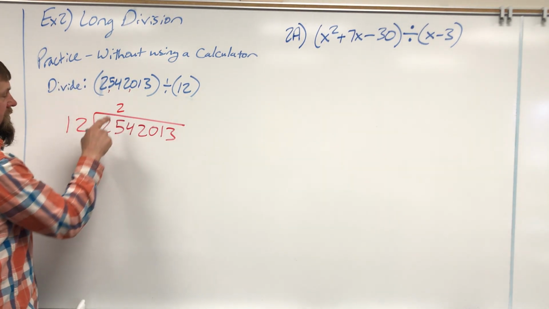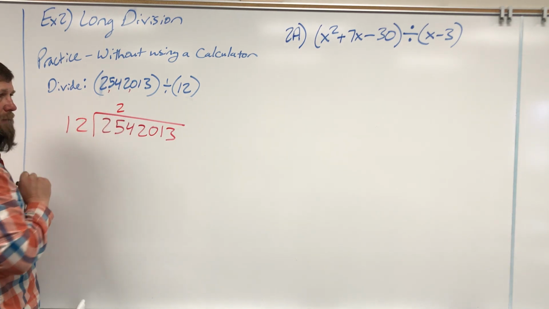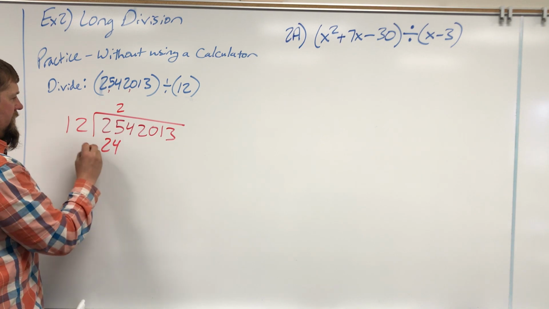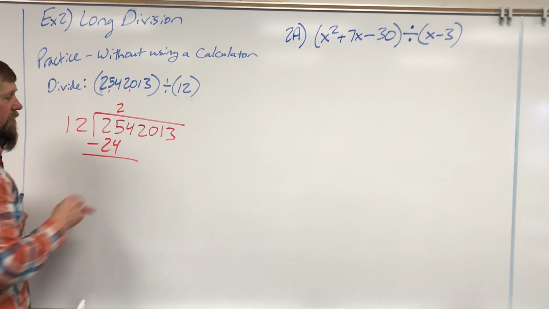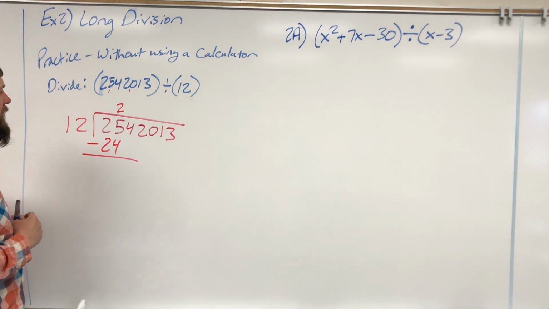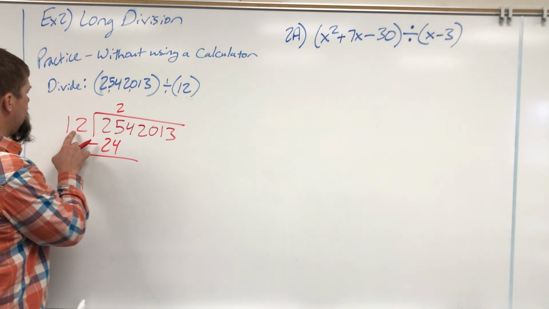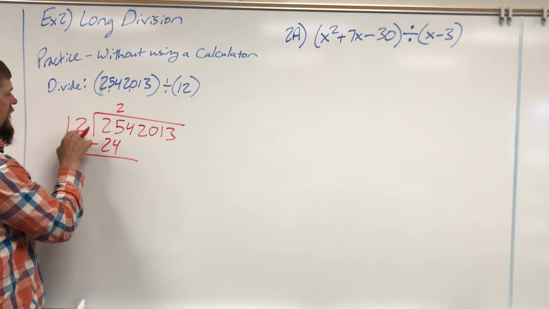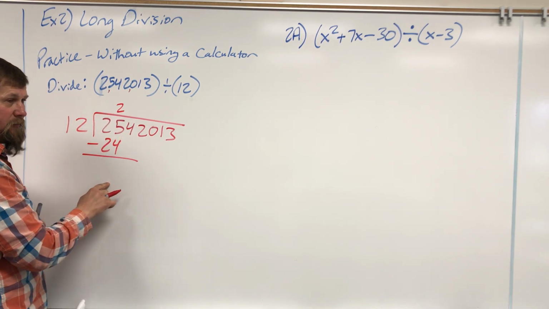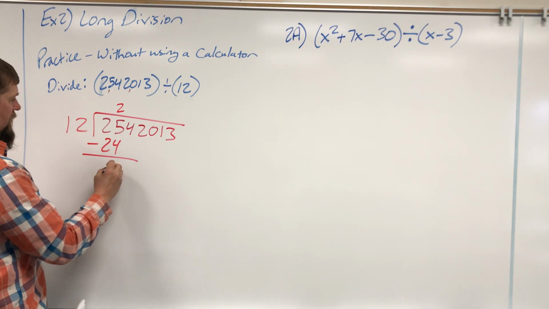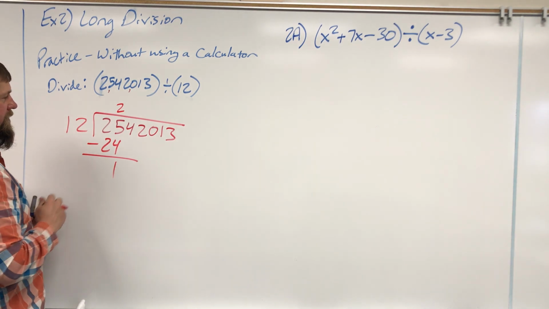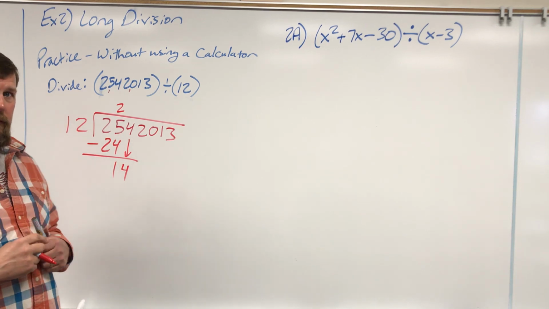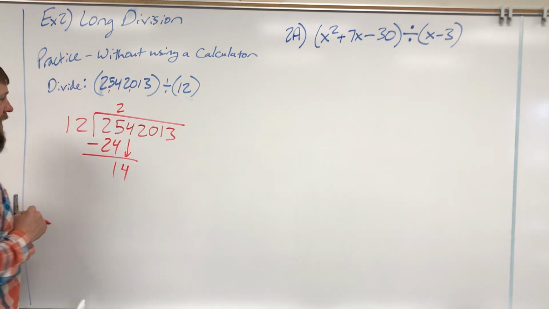Okay, so the next step then is to multiply it back times 12. I get 24. And then I subtract that 24 from 25. So that's the process. How many times does 12 go into 25? It goes in there twice. 2 times 12 is 24, but then I subtract it. I take it away, which is 1. The next step, I drop the next number, 4. Okay? Now I do it again.